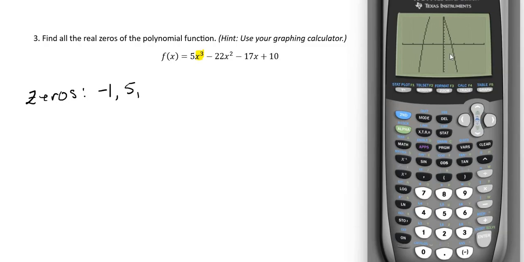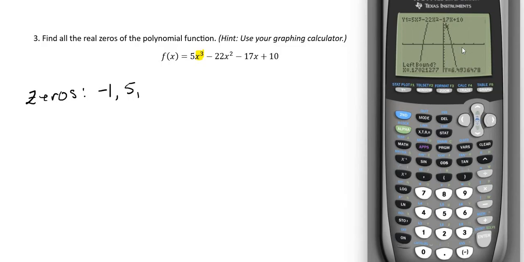So what I want to do is find out what this 0 is over here that's in between 0 and 1. So I'm going to hit second calc, and I want to find the zero. So I'm going to scroll down there to option 2. And notice up at the top of my screen, I've got my function entered. And I am asked for the left bound. Now, I should have a cursor in here. It's hard to see, but I can tell by looking at the bottom of my screen exactly where my cursor is.